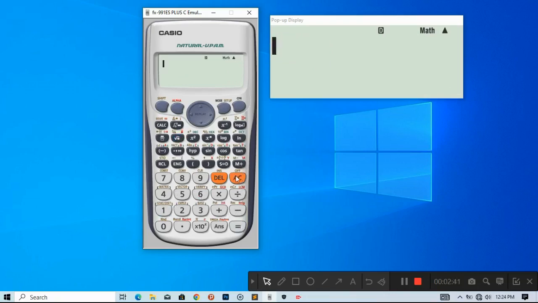With the shift mode on, we can compute cubic root of 8, which equals 2. With the same shift mode on, we can perform this root operation by punching this key. Here we punch 5 and here 25. This gives us 1.9 something.